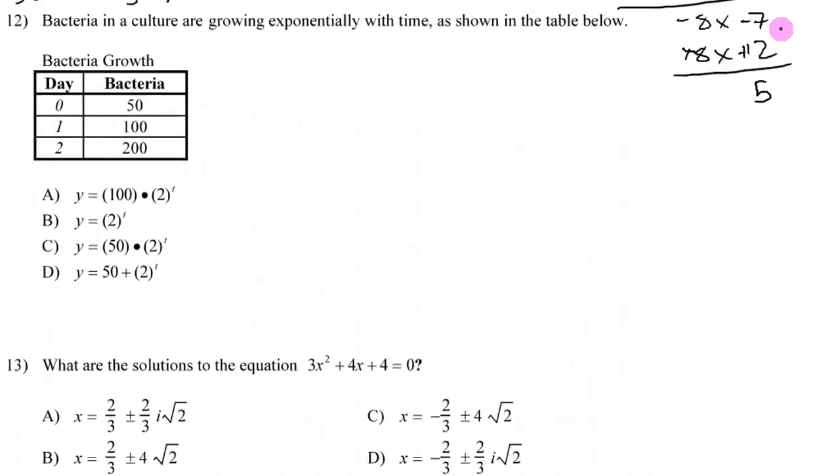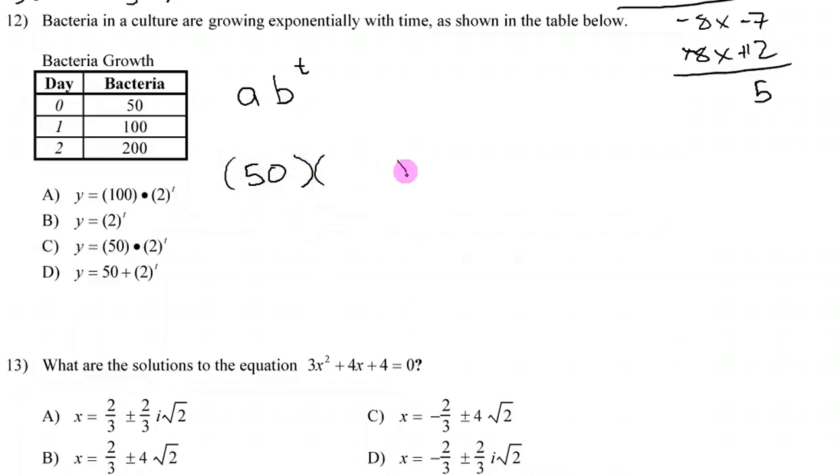Number 12 is very straightforward. If you remember, the format for any exponential is just the initial condition times our growth factor raised to the power. In this case, our exponent is t, since we're using time over and over again. So what's the initial condition? We just look at the first row. Day 0, that's our initial condition. That's how much we're starting off with, which is 50. So I'll just put the 50 there.